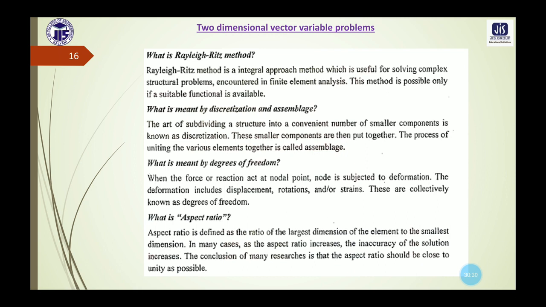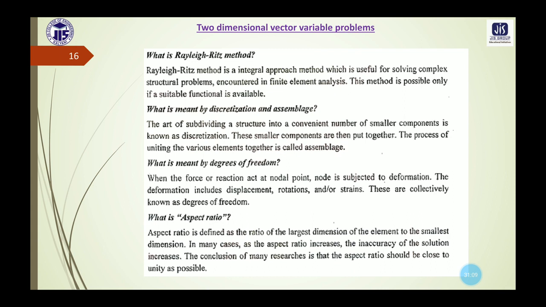Next question is, what is Rayleigh-Ritz method? So it is actually an integral approach method which is useful for solving the complex structural problems, and it is possible only if a suitable functional is available. And what is meant by discretization and assemblage? These have been discussed a number of times earlier, that the art of subdividing a complex structure into a convenient number of smaller components is known as the discretization. And the smaller components are put together in the process of uniting these various elements together. It is called the assemblage.